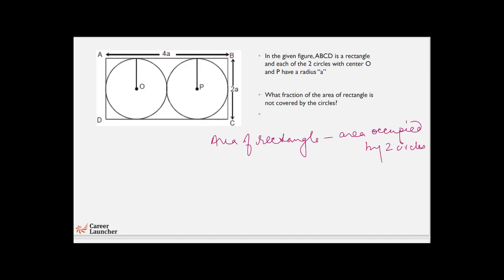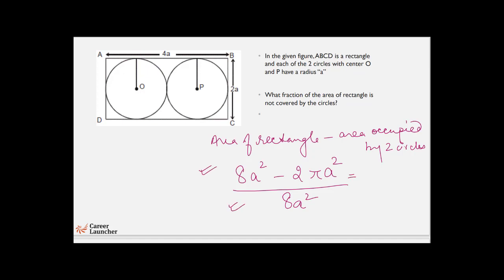So the area of the rectangle is 8a square, and the area occupied by the two circles is 2 pi a square, since the radius of each circle is a. The area not occupied by circles is therefore 8a square minus 2 pi a square. But here we need to give the answer as a fraction, so this area has to be divided by the area of the rectangle. We want this area as a fraction of the area of the entire rectangle.